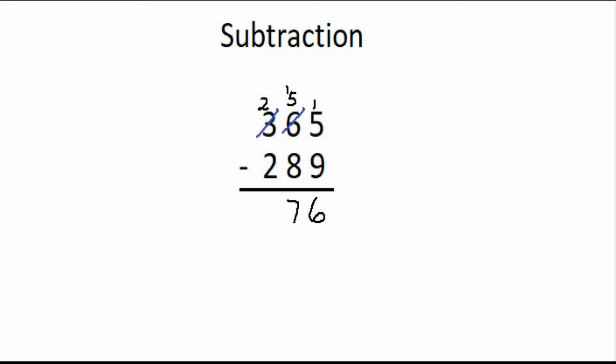Now let's move to the hundreds column to subtract. 2 minus 2 is 0. Our answer is 76. 365 minus 289 is 76.